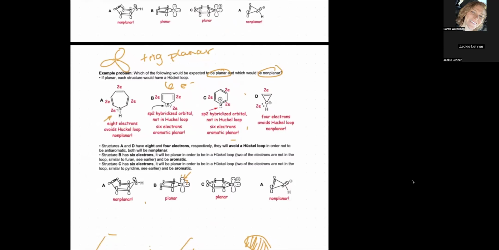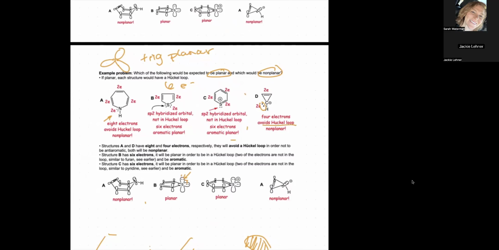I'm trying to see if they have a sulfur one as an example, but they don't. But it's the same idea: your sulfurs have those 2 sets, and you're only going to use the ones that are in the system. So for D, for example, these electrons are considered part of this system. So you have 2, 4, which avoids a Huckel loop. Oh, it says it right there.